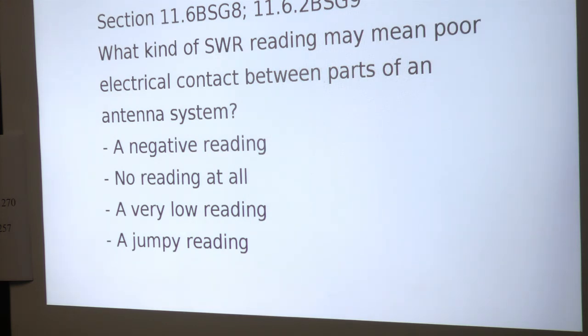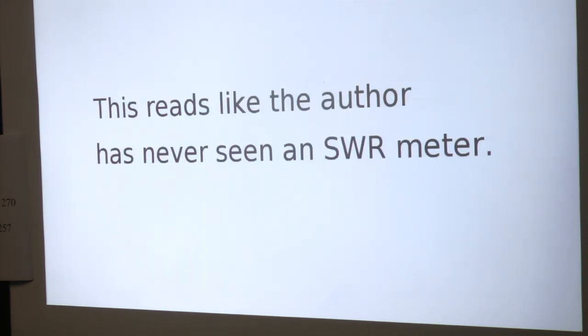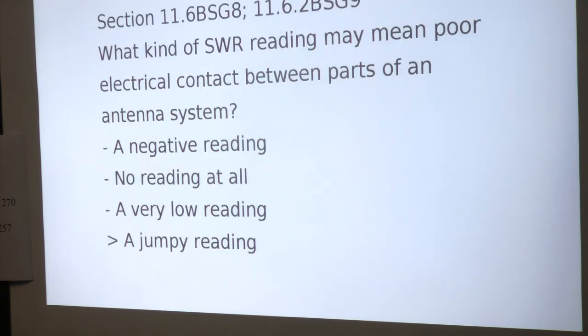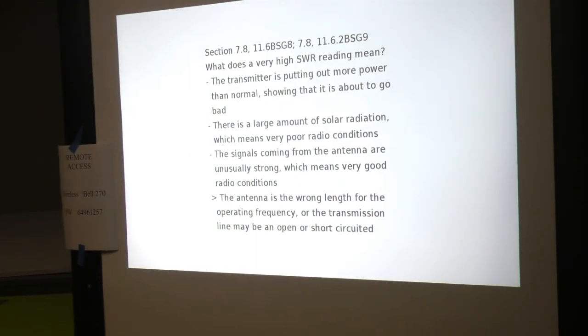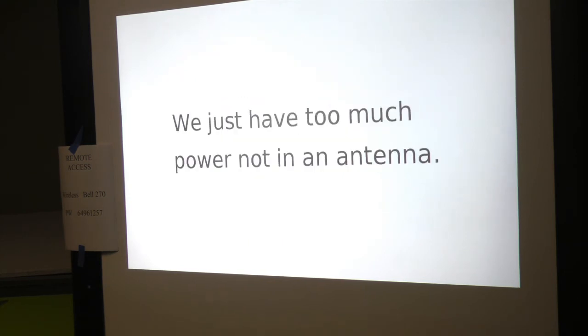A jumpy reading? Yep. For this question, it reads like the author's never actually seen an SWR meter before. You can't get a negative reading on an SWR meter, at least I don't think so. Anyone ever seen a negative reading? No? No reading at all. Typically, they're analog with two little bars. Cool. And yeah, we just have too much power, not an antenna.